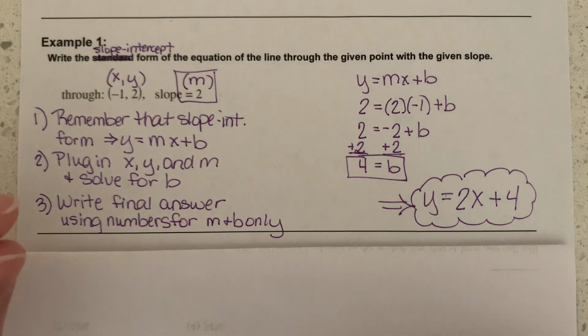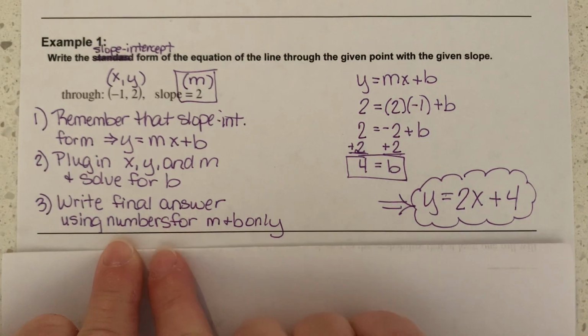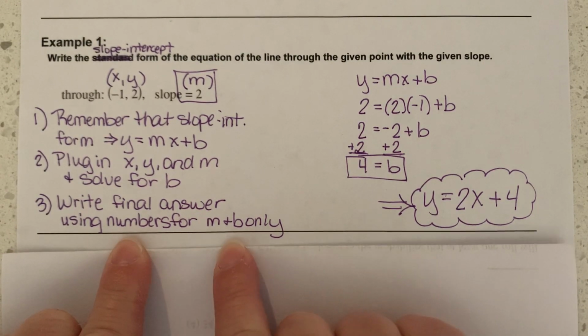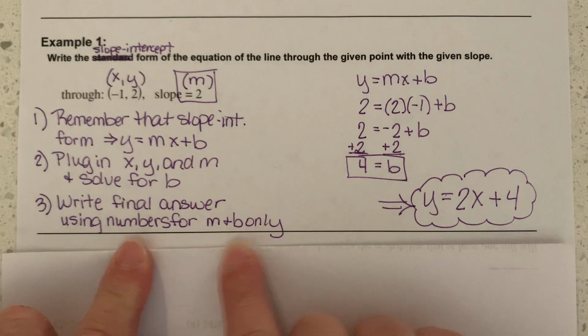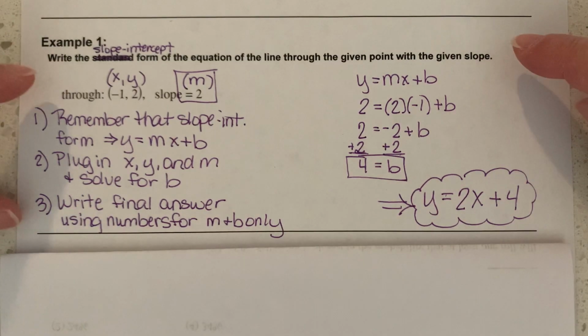The only thing that stays consistent for a line is the slope and the y-intercept. So we definitely want our final answer where we only use the numbers for m and b. We always want to leave x and y in the answer as the letters. All right, so let's start that. Those are the directions, and now we're going to do exactly what this says.